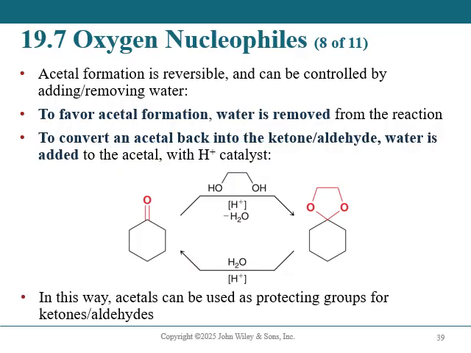Acetal formation is reversible, so it's a good thing, and can be controlled by adding or removing water. To favor the acetal formation, we remove water from the reaction, and to convert the acetal back into the ketone or aldehyde, we add water with an acid catalyst. Just a few drops of a strong acid is enough. In this way, acetals can be used as protecting groups for ketones or aldehydes.